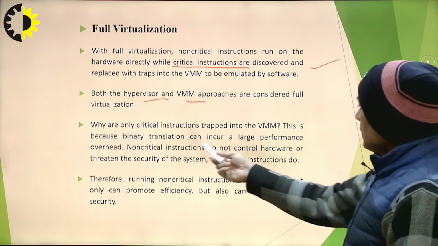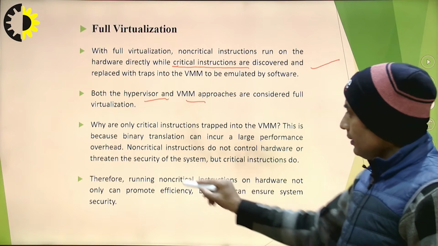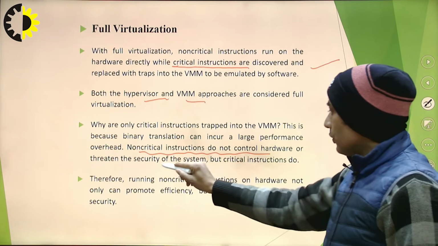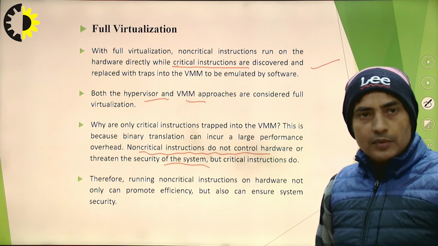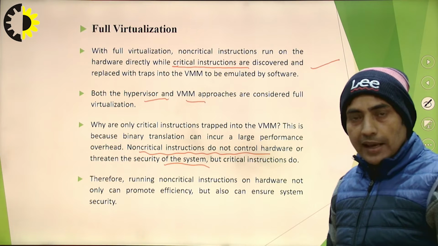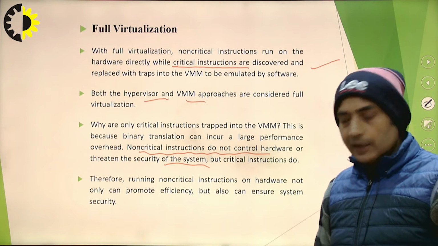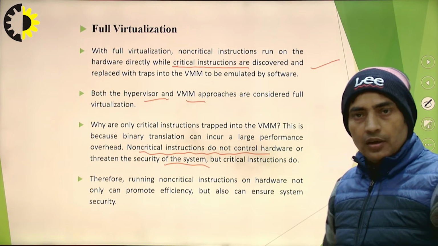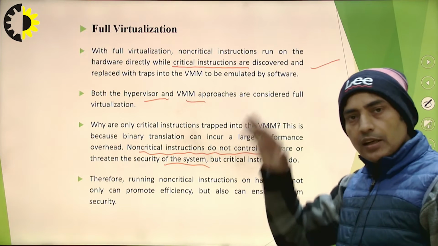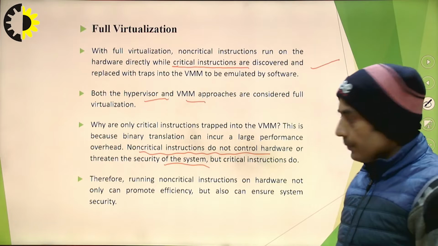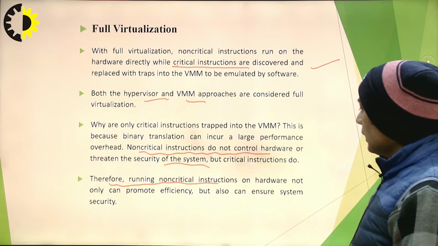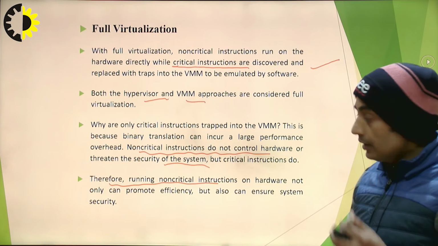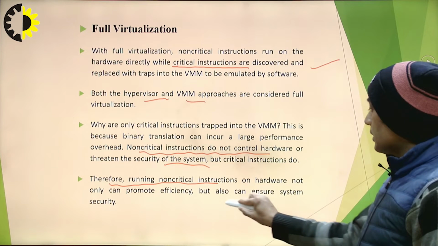Because binary translation can incur a large performance overhead, non-critical instructions do not control hardware or threaten the security of the system, as you know. That is, non-critical means there is no issue. Executing that instruction on the hardware cannot change security paradigms or the organization of computer hardware. So, no problem. They are directly executed on the hardware. Therefore, running non-critical instructions on hardware not only promotes efficiency, but also ensures system security.